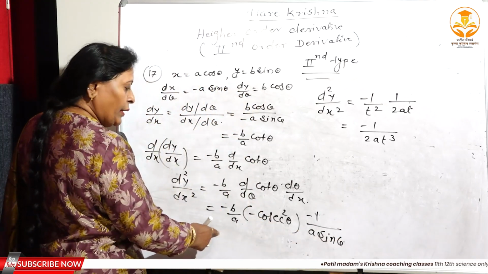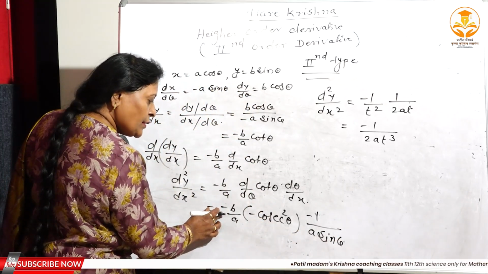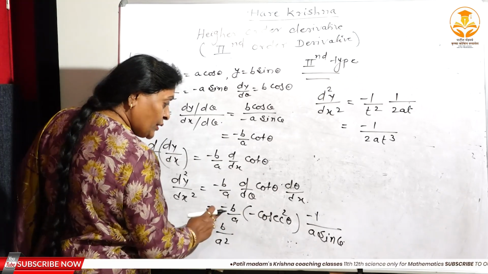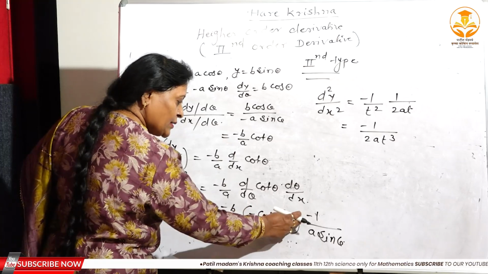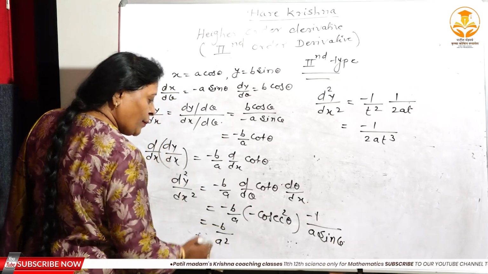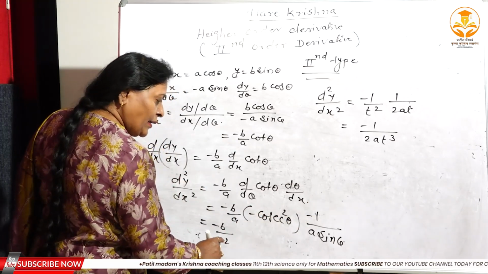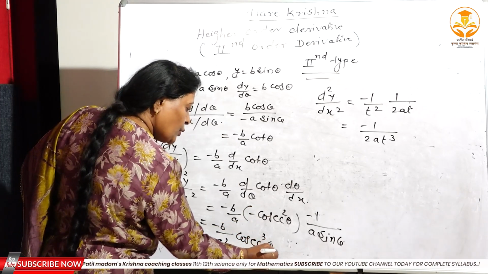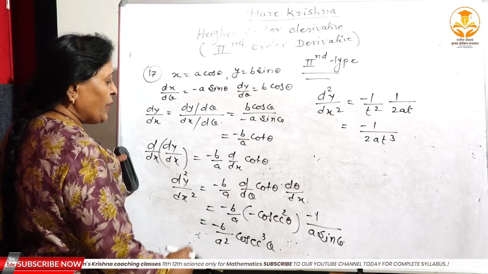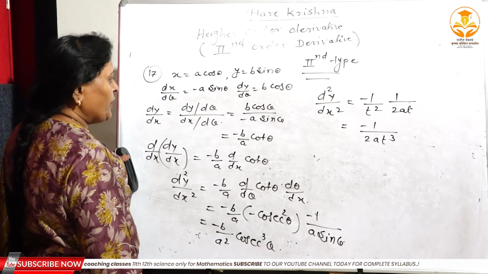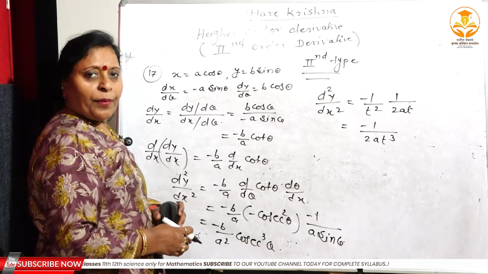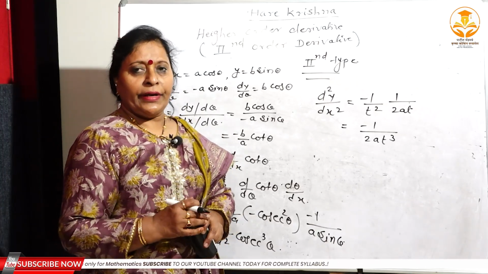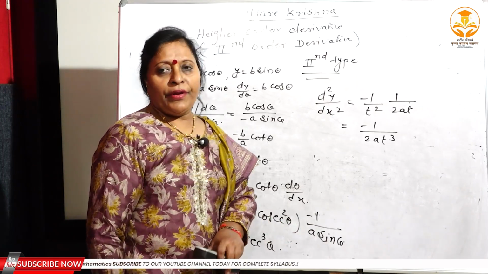So here you have got minus minus plus b divided by a square. So there are three minus signs, this and this. Since there are three minus signs, you have to write minus. Again 1 upon sine you can write as cosec. Therefore here you have got cosec cube, isn't it? Because 1 upon sine cubed is cosec cube theta. This is the second type of the higher order derivative. So here you have to be very careful.